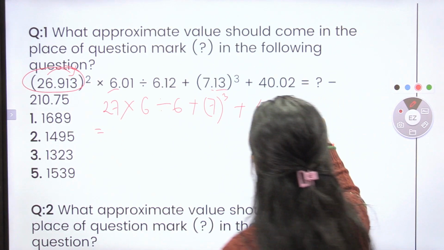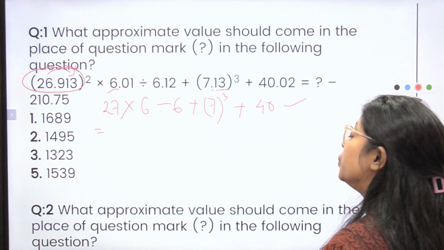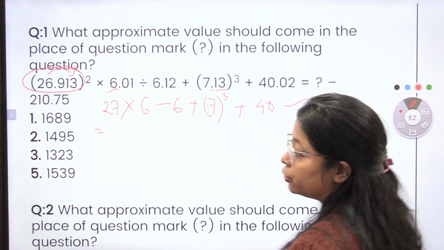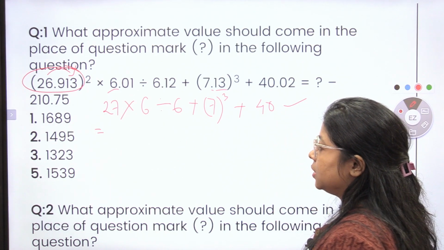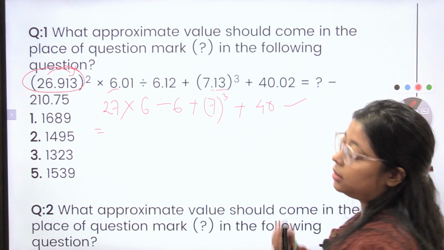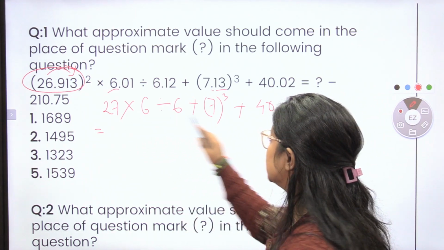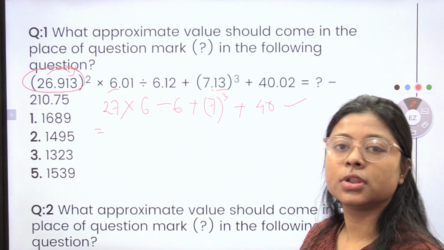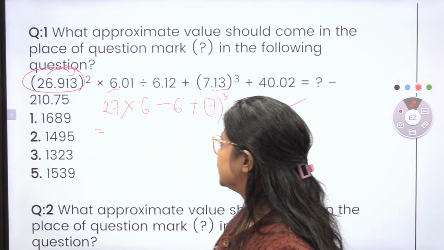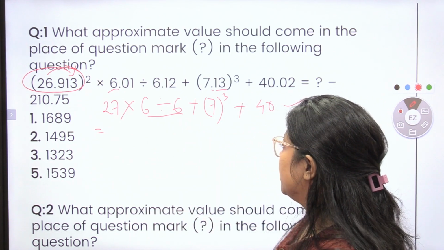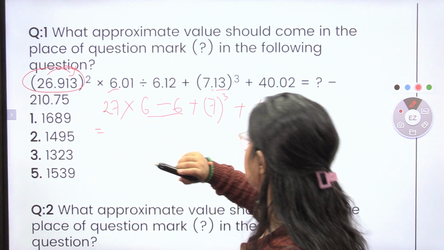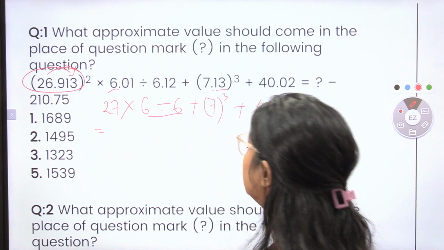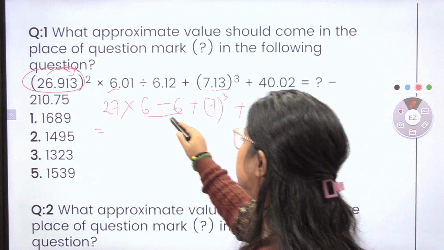After that, what do we need to do? We need to apply the BODMAS rule here. So what was BODMAS? B for bracket, O for of, D for division and M for multiplication. So in this question, which needs to be done first? Of course division, because there is multiplication, division and addition. So which will we give preference to? We will give preference to division first.